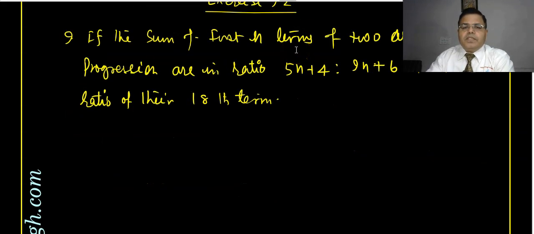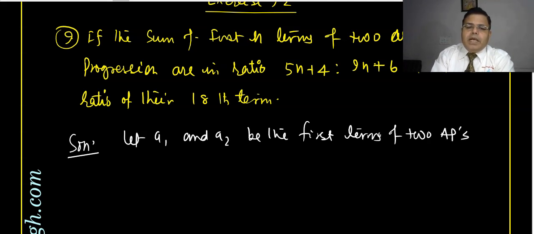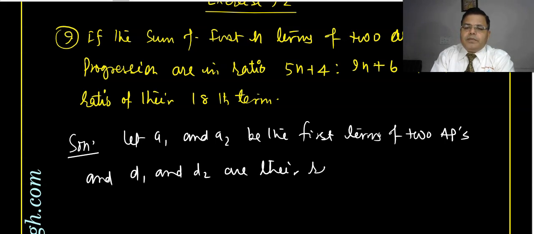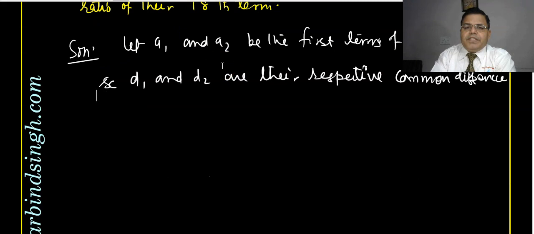So, how to deal with this question? Here, two APs are given. So we can consider the solution starting from: let A1 and A2 be the first terms of the two APs, and D1 and D2 be their respective common differences. Here we have to find the ratio of their 18th terms.